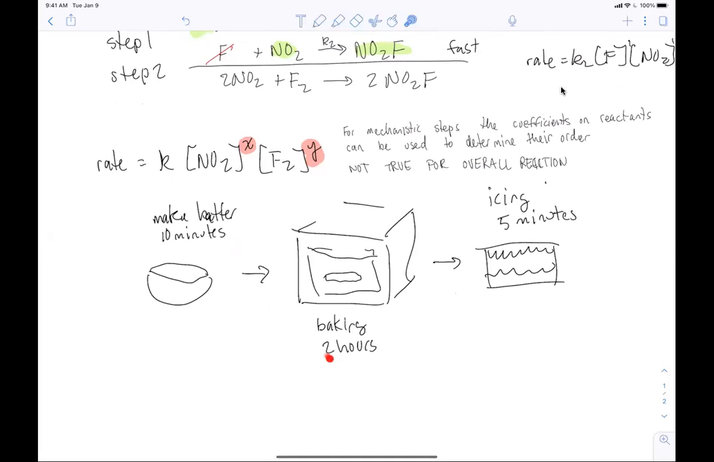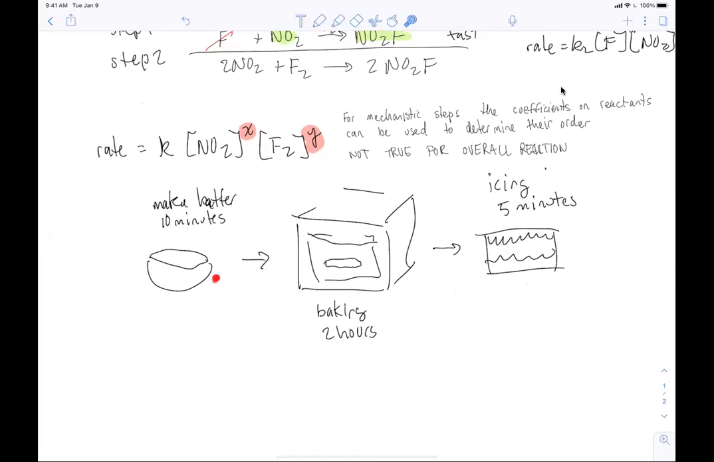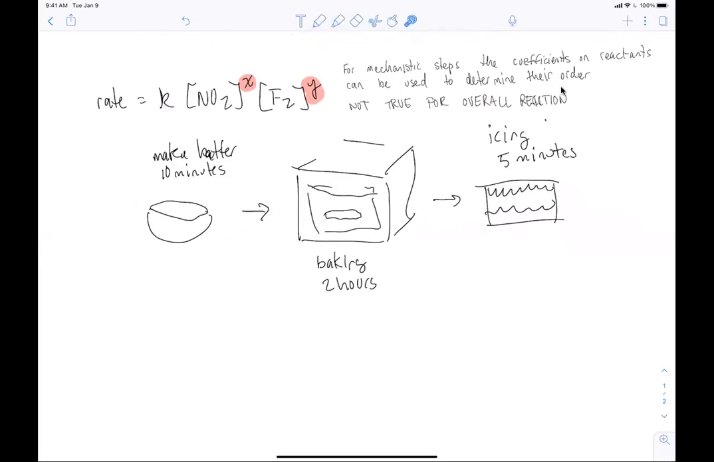If I want to speed this process up to where I can make more cakes, like say 10 cakes, which part of the process does it make sense to try and speed up? If I want to bake 10 cakes, it's going to take me whatever, 20 hours or something. If I try to speed up the process by making the batter faster, that doesn't actually help me, because the bottleneck here is not in making the batter, it's in baking. Baking takes 2 hours.